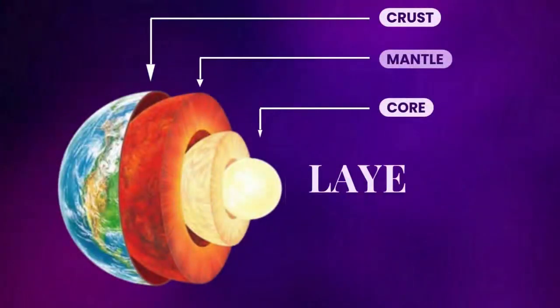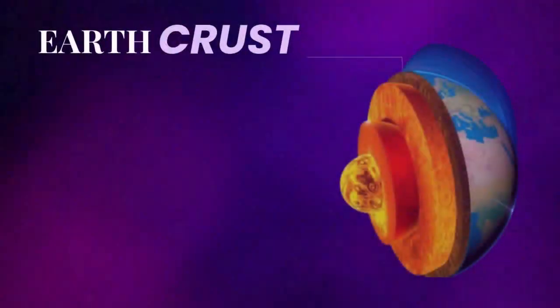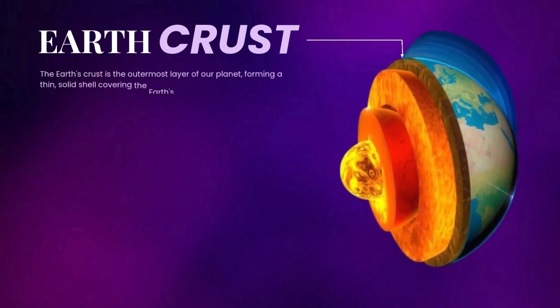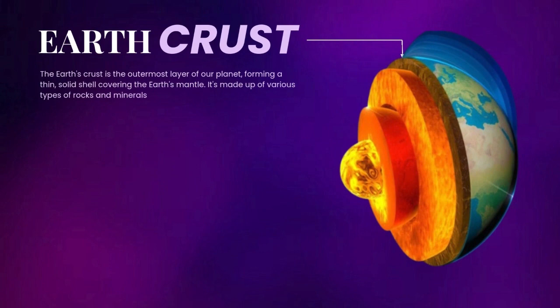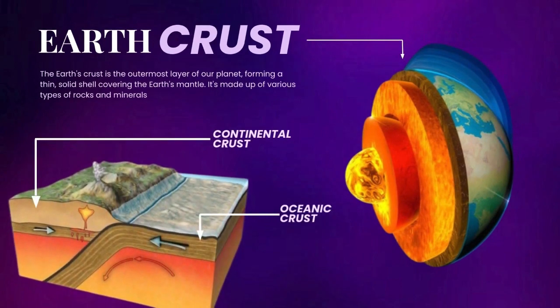Earth has three layers: the crust, the mantle, and the core. Now let's take a closer look at one of these layers, the crust. So, the crust is composed of solid rocks and minerals and is also known as the outermost shell of a terrestrial planet. Earth's crust is further divided into two types, the oceanic crust and the continental crust.